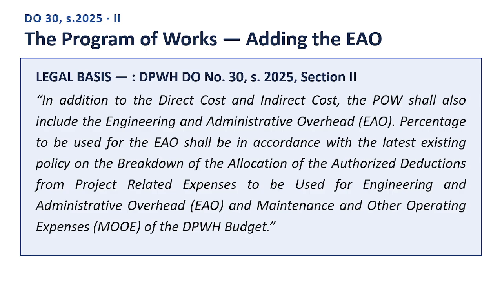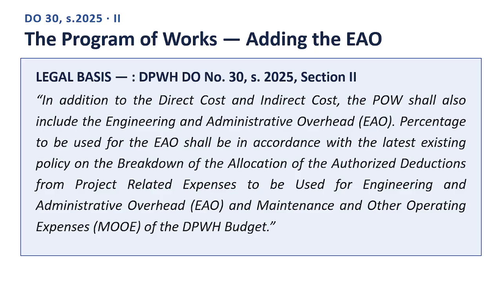Here is the legal basis, quoting directly from DPWH Department Order No. 30, Series 2025, Section 2. Quote. In addition to the direct cost and indirect cost, the POW shall also include the Engineering and Administrative Overhead, EAO. Percentage to be used for the EAO shall be in accordance with the latest existing policy on the breakdown of the allocation of the authorized deductions from project-related expenses to be used for Engineering and Administrative Overhead, EAO, and Maintenance and Other Operating Expenses, MOOE, of the DPWH budget.